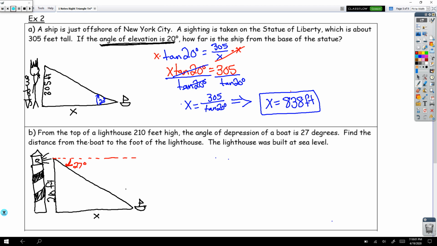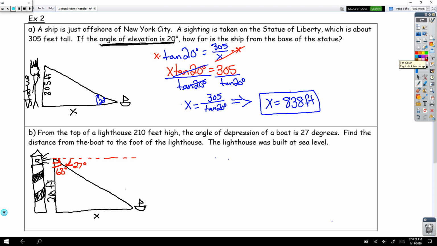But we can use that to identify this angle measure. Because what does the total have to be from here to here? 90 degrees, right? So if the angle of depression is 27 degrees, that means the angle on the inside is going to be 63 degrees.